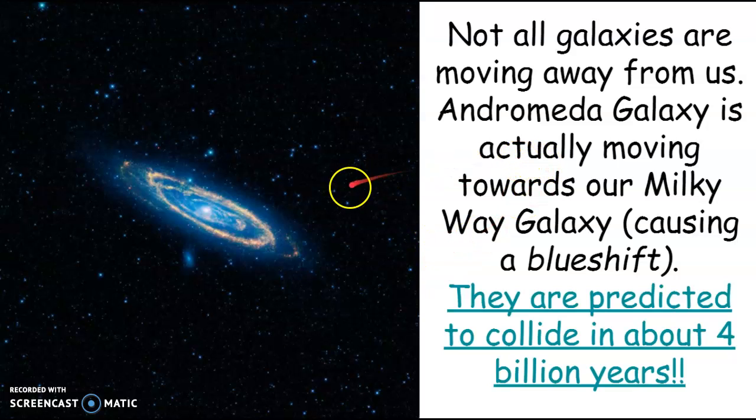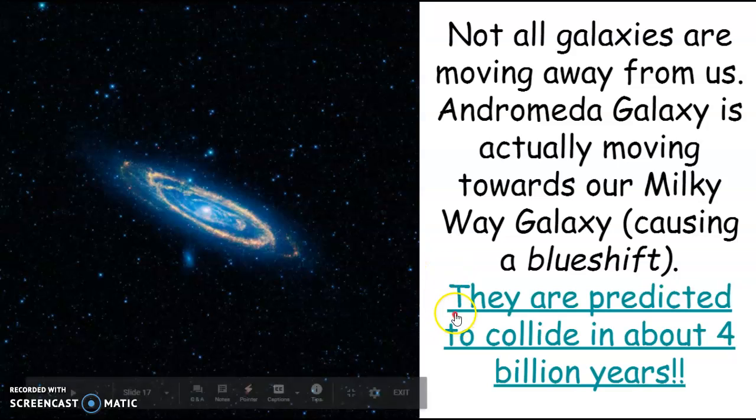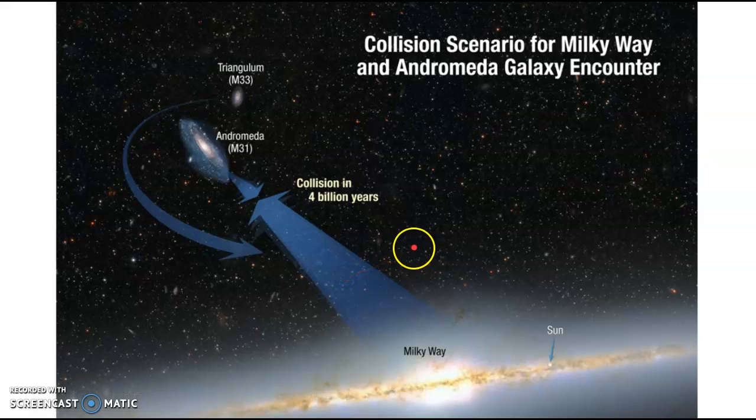Now, not all galaxies are moving away from us. There are some galaxies that are moving towards us, and the Andromeda galaxy is one of them. It's estimated based upon the speed of this galaxy. You see it has a blue tint to it, which means it's moving towards our particular position. And it's estimated that our galaxies will collide in about 4 billion years. Luckily, we won't be around to see that take place.